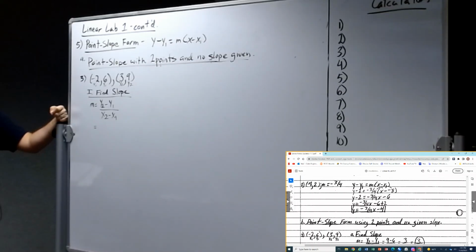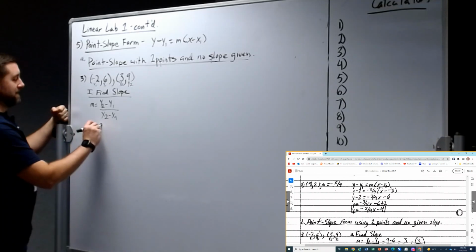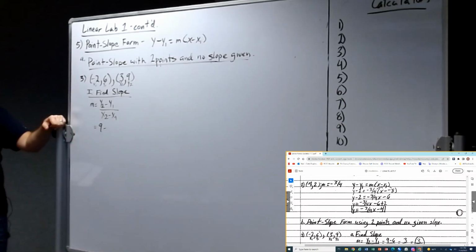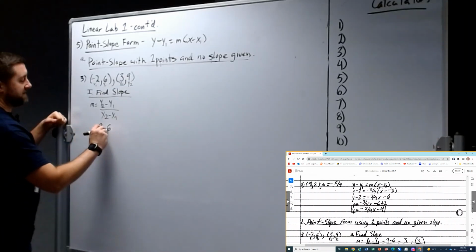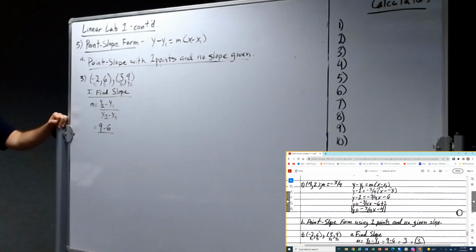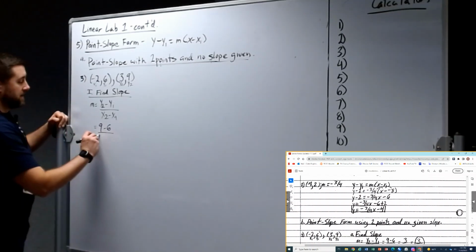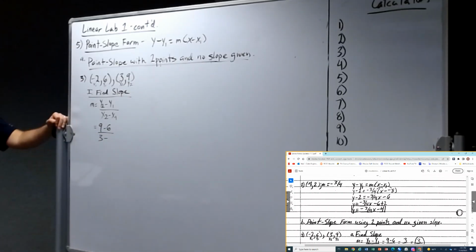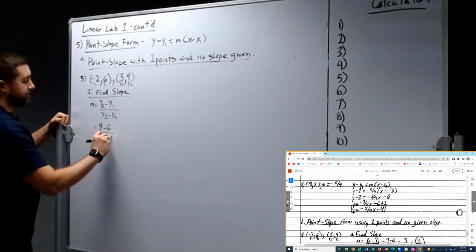What's y2? 9. What's y1? 6. So top's going to say 9 minus 6. Good. The bottom, what's x2? 3. Good. Minus, what is x1? Negative 2. Very good.